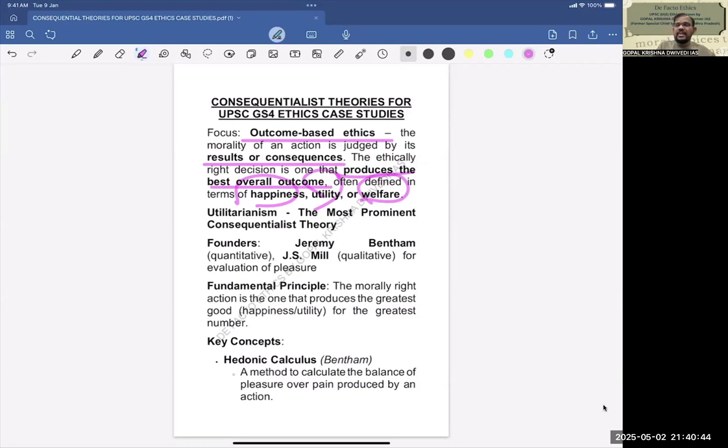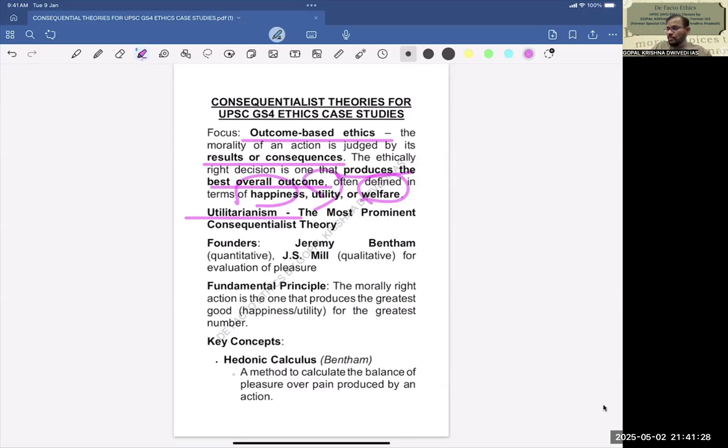See, consequentialism is the broad theory, but the main sub theory of consequentialism is utilitarianism. This we should know, because utilitarianism is a sub theory of consequentialism, and it is the most prominent consequentialist theory. The founders of utilitarianism are Bentham and Mill. These two are very important philosophers in Western philosophy. They are important for political science also, for sociology also, and definitely for philosophy and ethics.